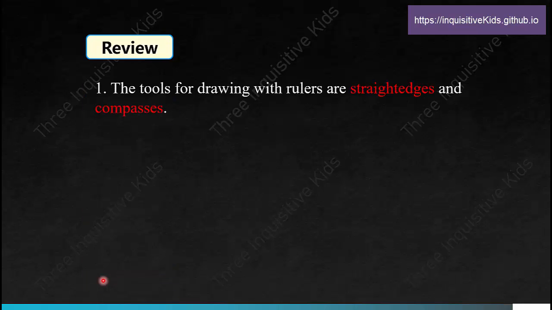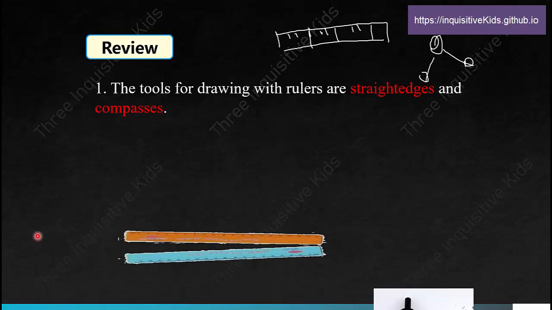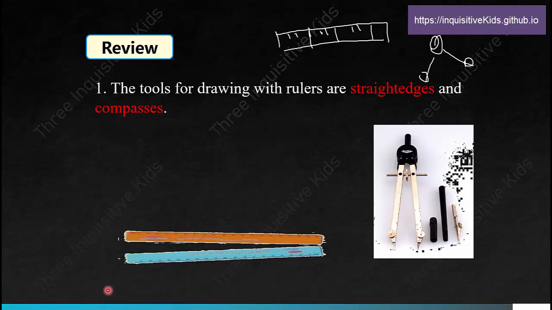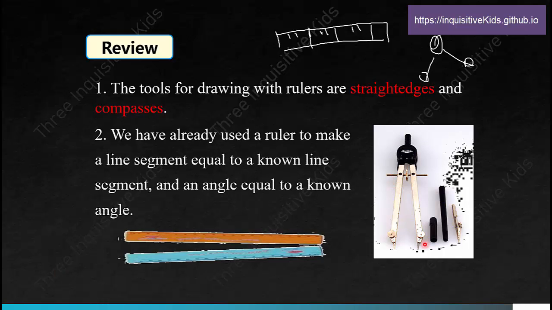So here's a quick review. The tools for drawing with rulers are straight edges and compasses. Straight edges would be the rulers that look like this, the straight ones, with the little check marks on them. So that's a straight edge ruler. And the compasses we've talked a lot about in these lessons. It's those things that you draw circles with, but of course, you can do much more than just draw circles. So these are straight edges and compasses.